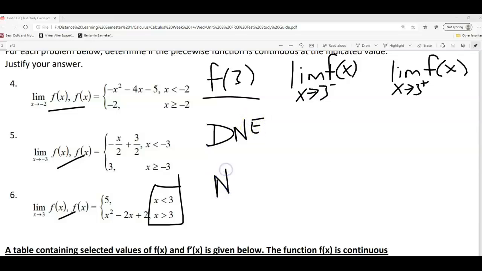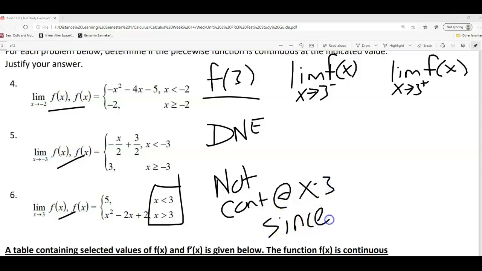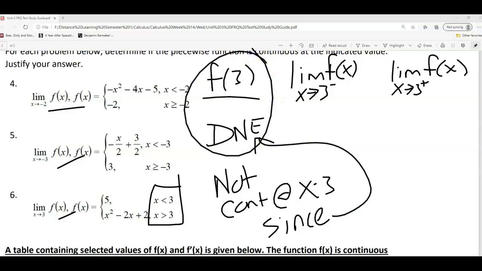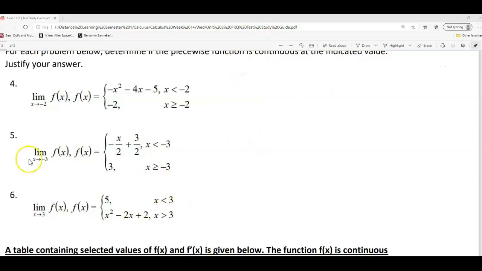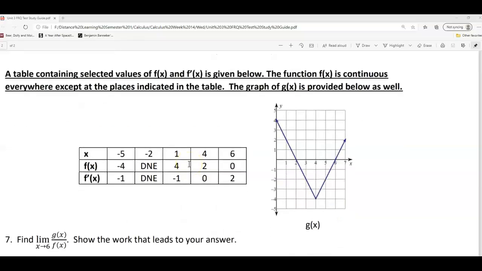So the answer is not continuous at x equals 3, since, and quite honestly, I would just draw an arrow to this and circle it. That's good enough for me, because the function doesn't exist at that point. So, giving you every kind of variation I could think of there. So you'll see something like either number 1, 4, 5, or 6 on your next FRQ test.